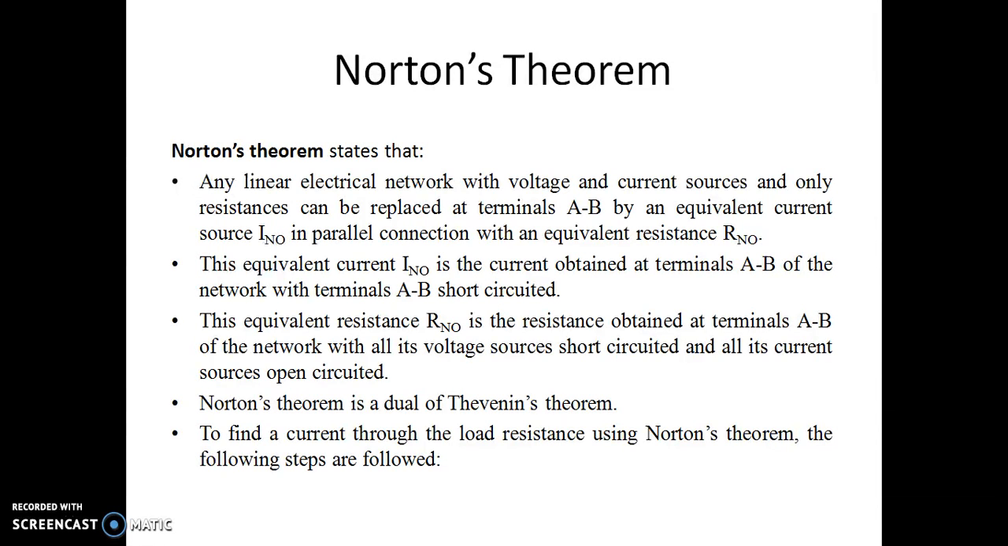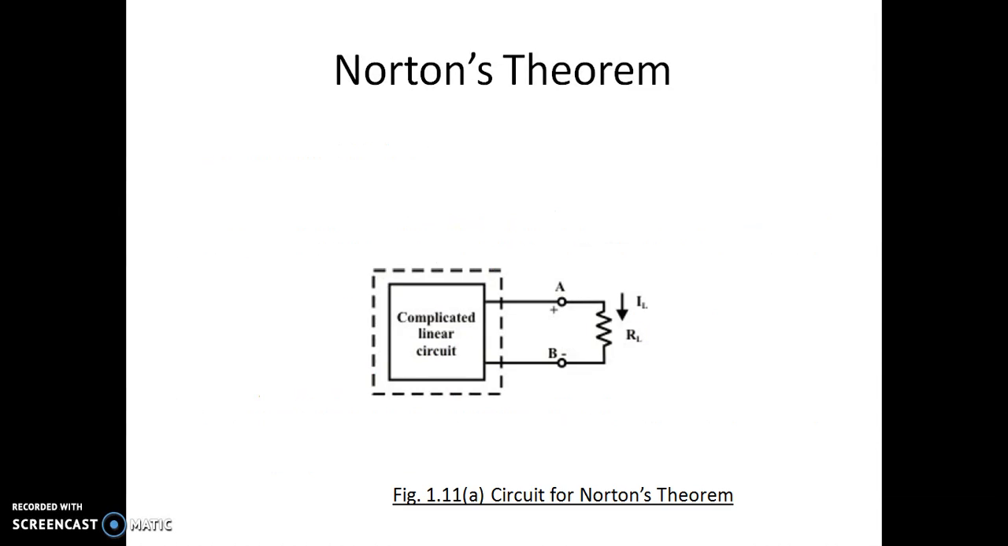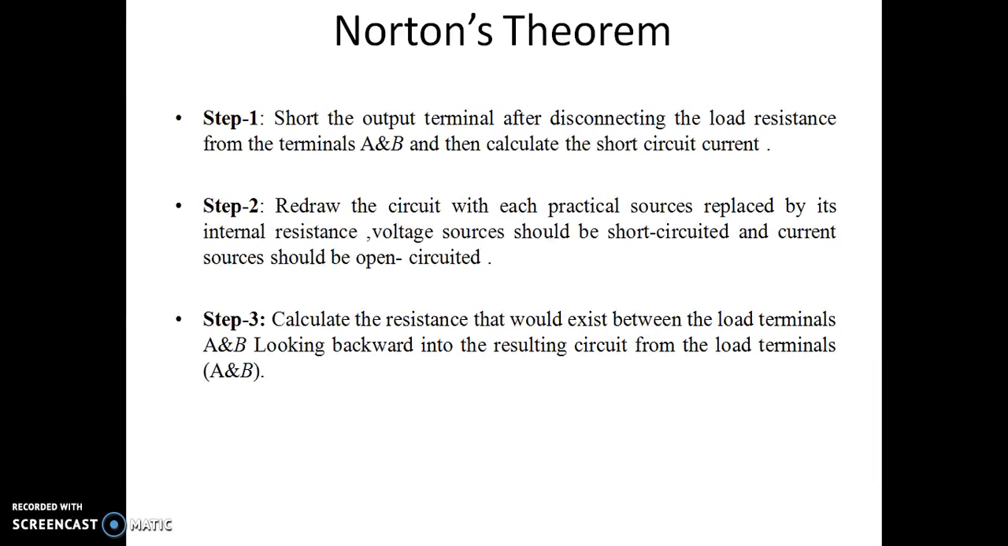To find the current through the load resistance using Norton's theorem, the following steps are followed. Figure 1.11a gives the circuit for Norton's theorem. Step 1. Short the output terminal after disconnecting the load resistance from the terminals A and B and then calculate the short circuit current.